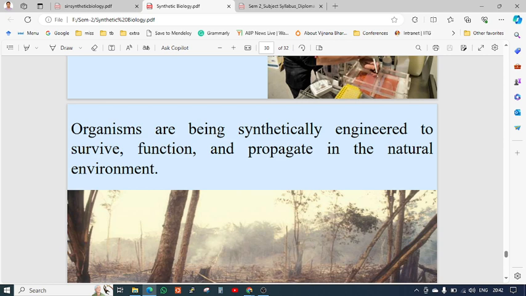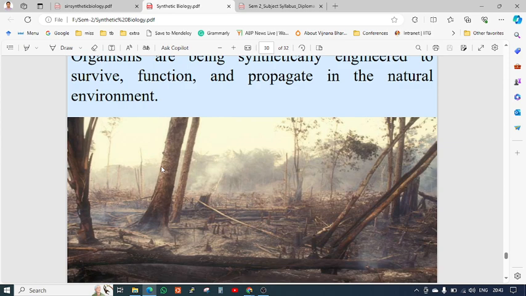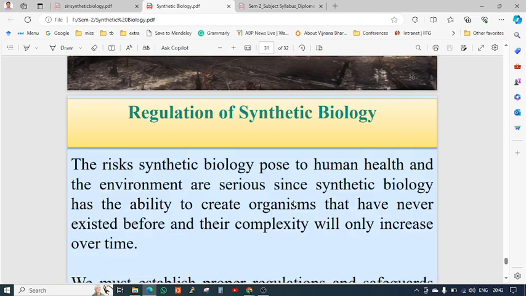Organisms that are synthetically engineered can survive, function and propagate in the natural environment. Synthetic biology is utilized for some benefits, but it can replace the natural things, and they can adapt to natural processes and compete with the natural things.